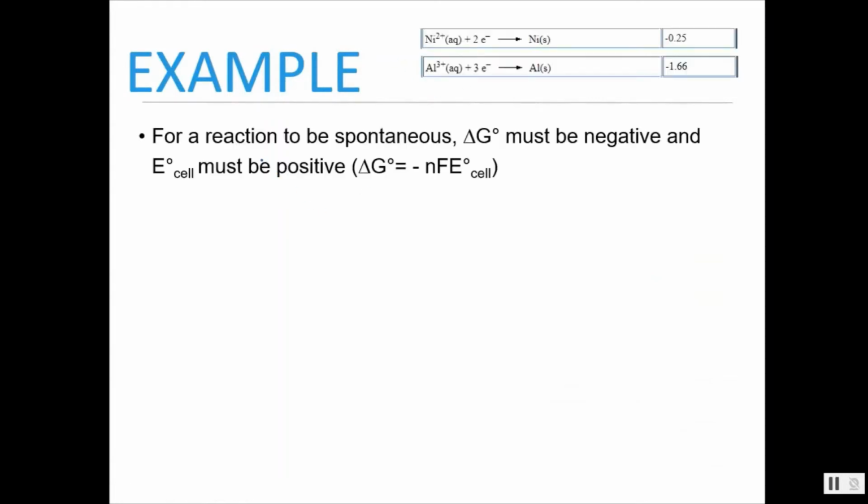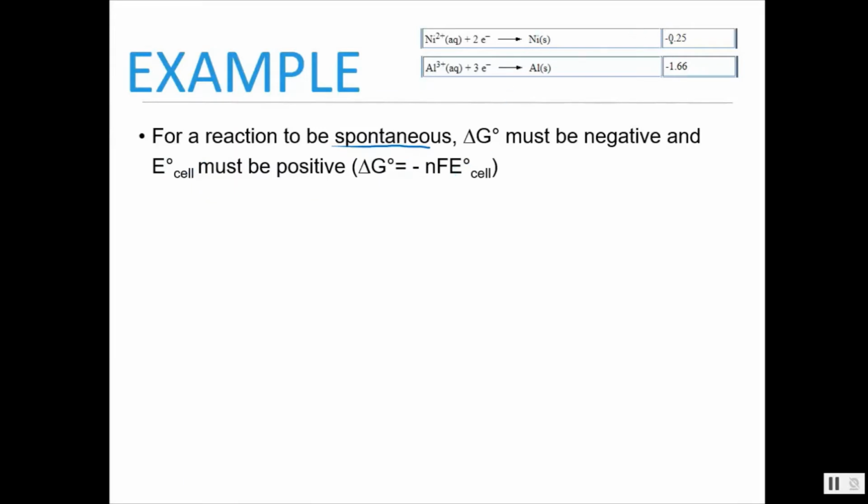And like I already mentioned, this is a galvanic cell, so it has to be that the reaction is spontaneous, and our delta G must be negative. Since delta G equals negative nF delta E, that means that our E cell must be a positive value in order for this product to be negative.